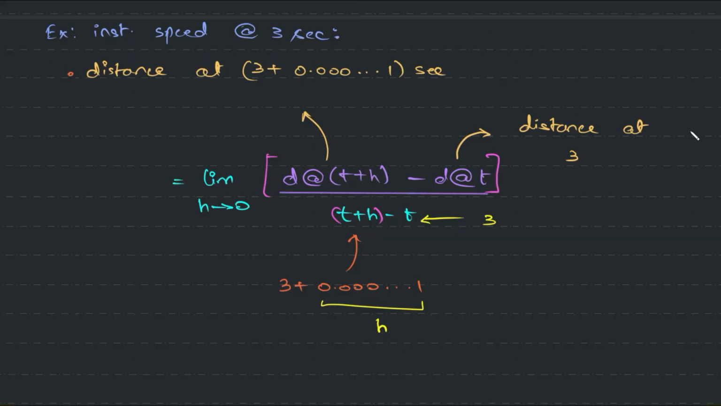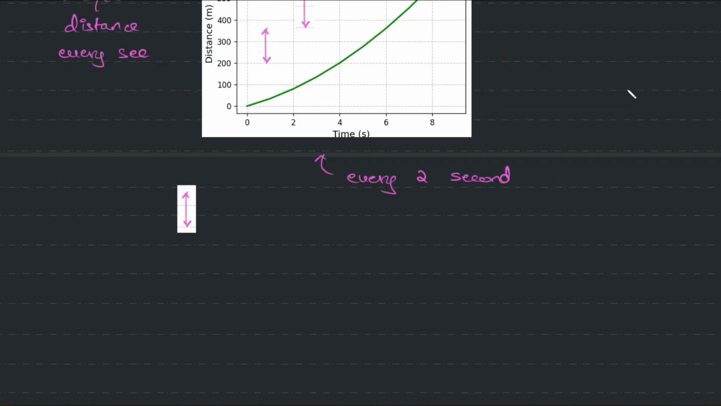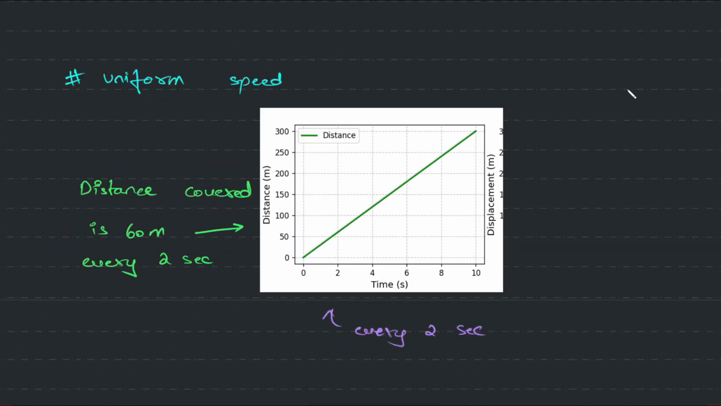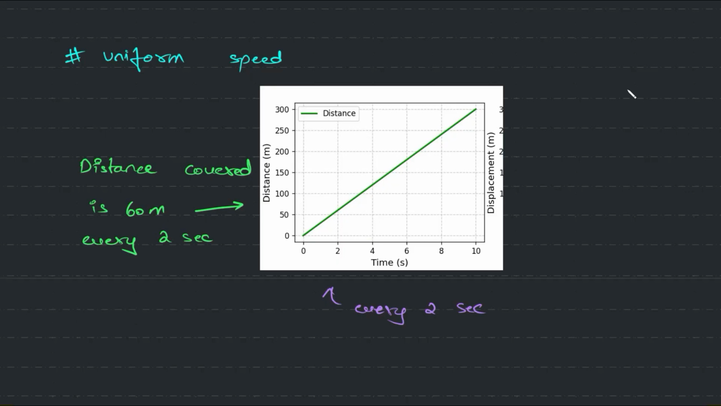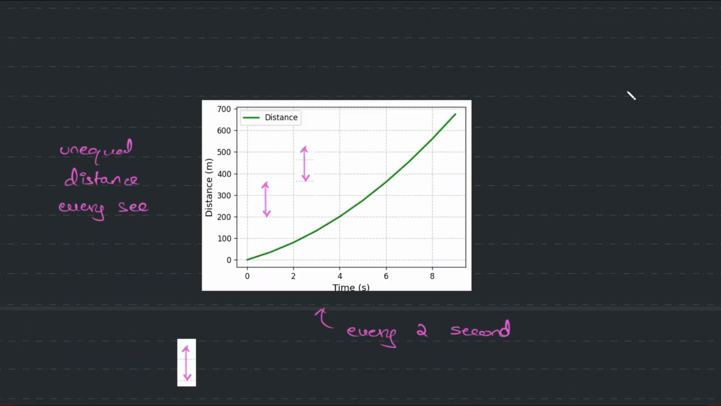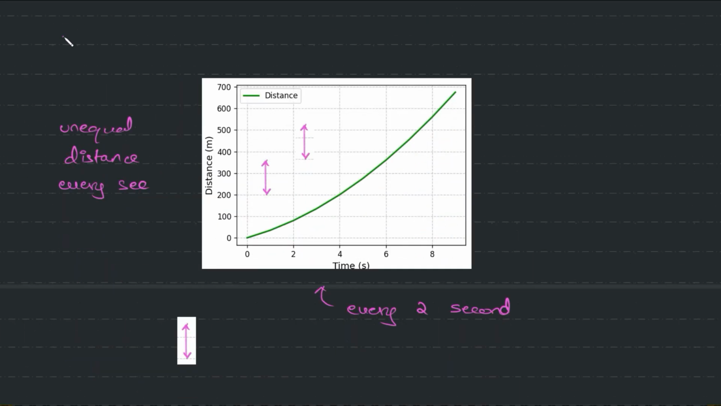And let me show the graph part as well. So this is to do with uniform speed. This is to do with variable speed.